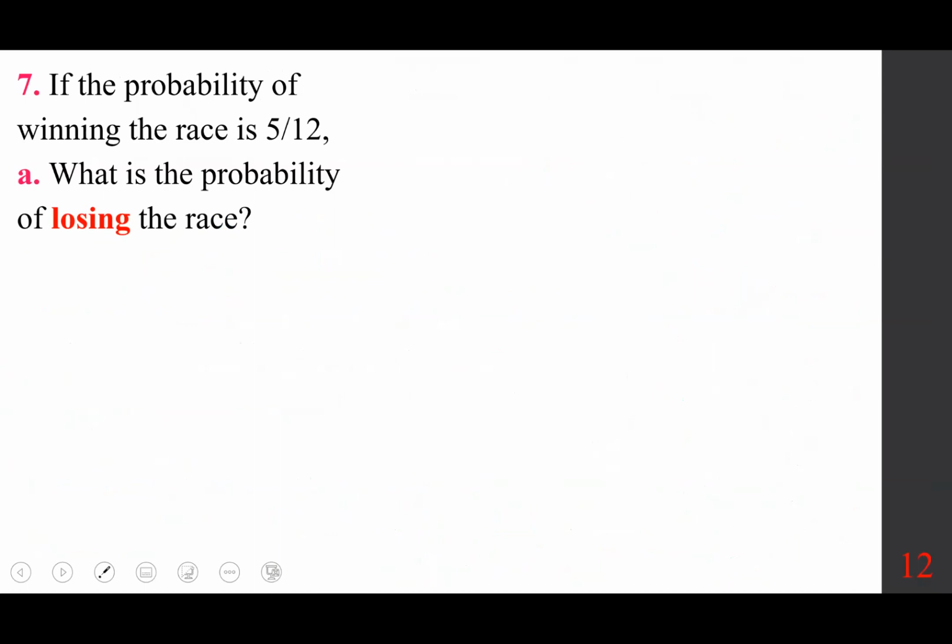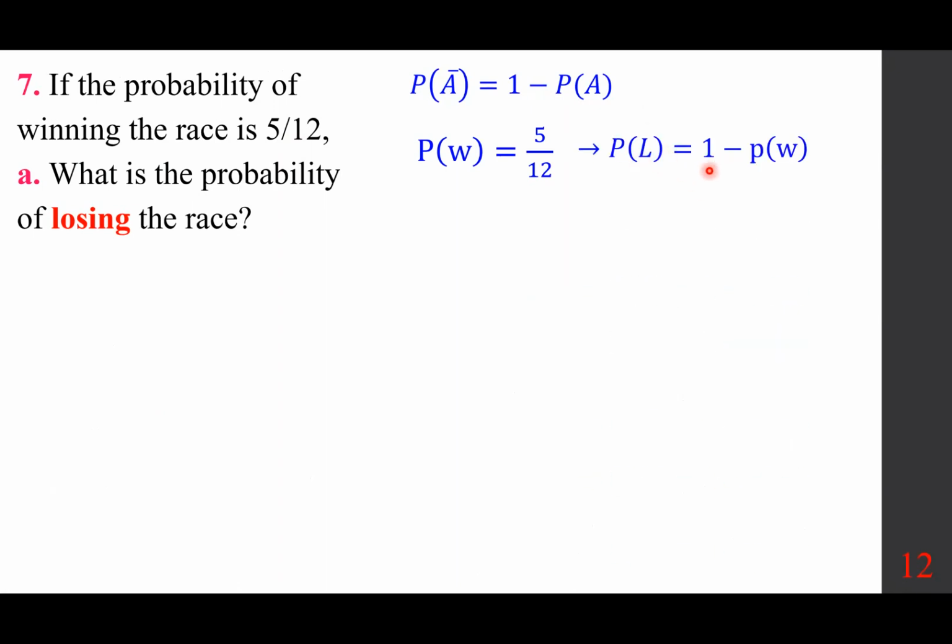If the probability of winning the race is 5/12, what is the probability of losing the race? Clearly, we are going to use what's called a complement. Probability of A not, or A bar, or A complement is 1 minus probability of A. So probability of winning is given as 5/12. So probability of losing is 1 minus that. I'm going to call it L. And 1 minus 5/12 is 7/12. So you want to justify everything properly.